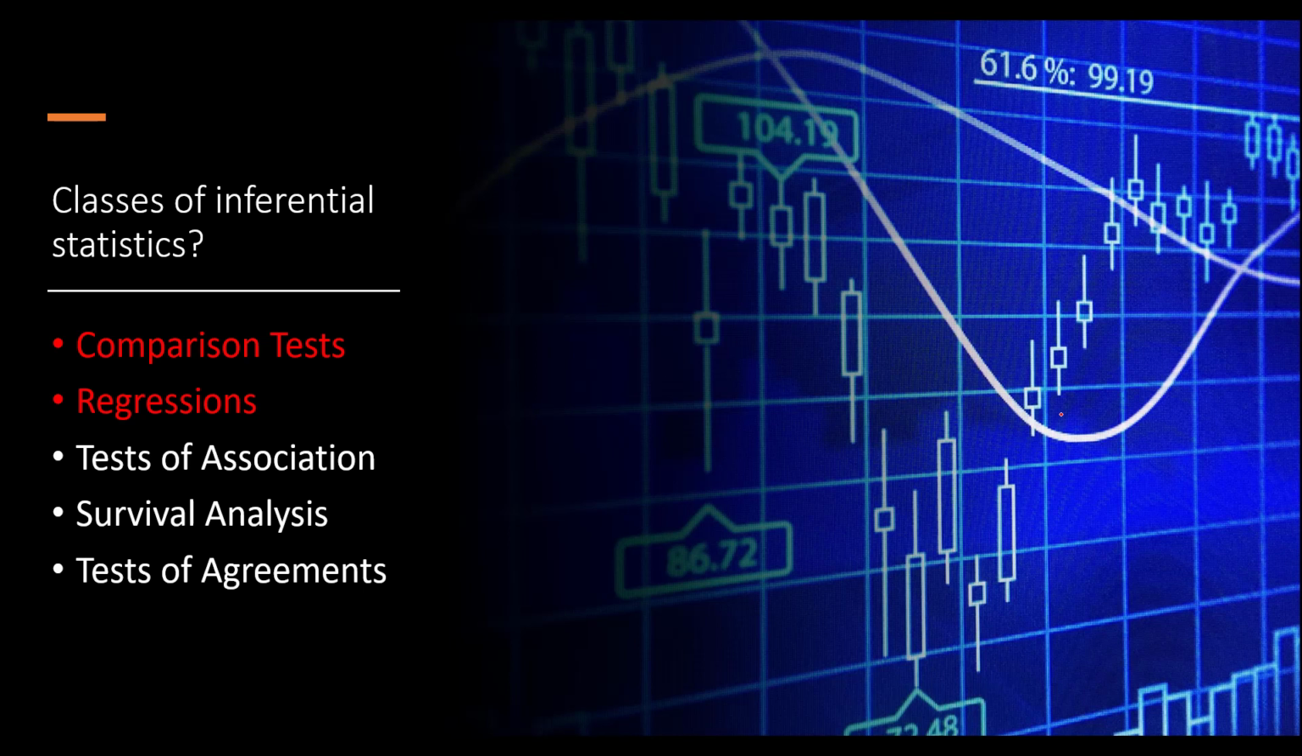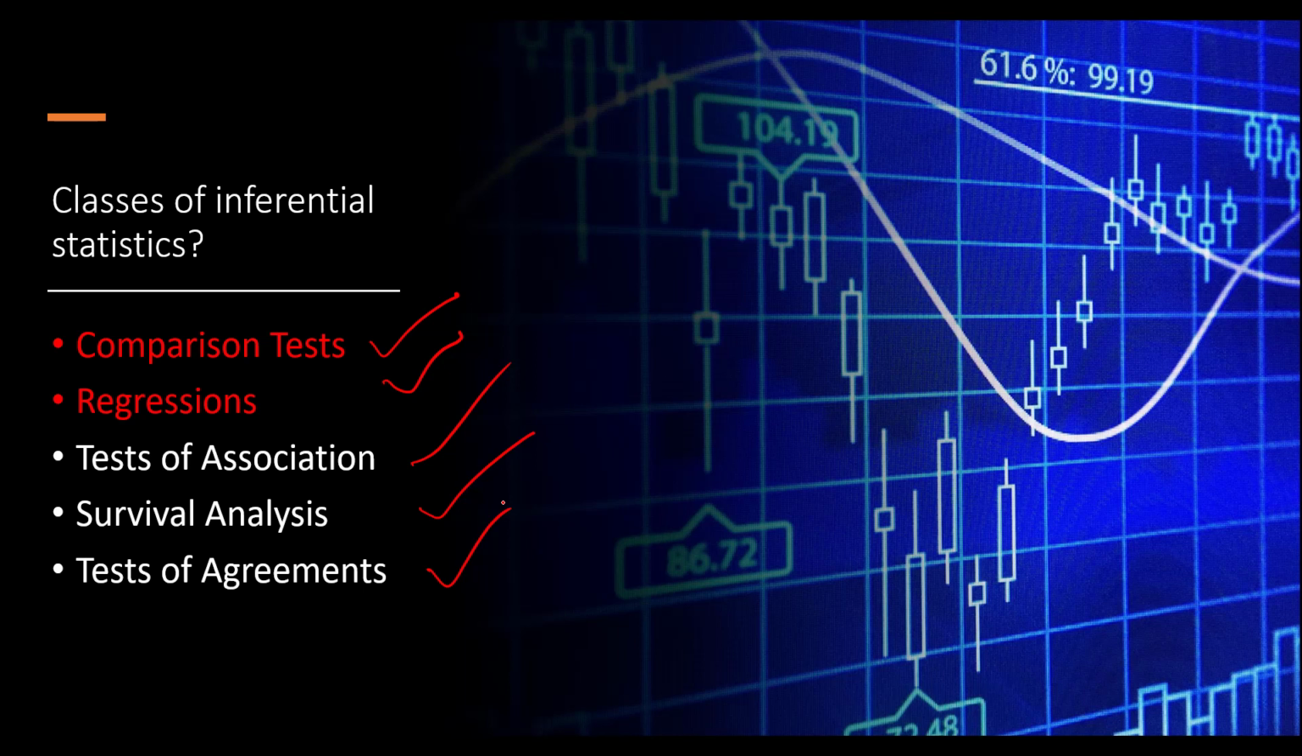Basically, there are 5 main classes of inferential statistics. We have comparison tests, we have regressions, we have tests of associations, we have survival analysis, and tests of agreement. Many people consider regression as tests of associations, the only difference being that they go further than the usual association statistics by looking for causality. Yet, some also regard regressions as a class of comparison tests.